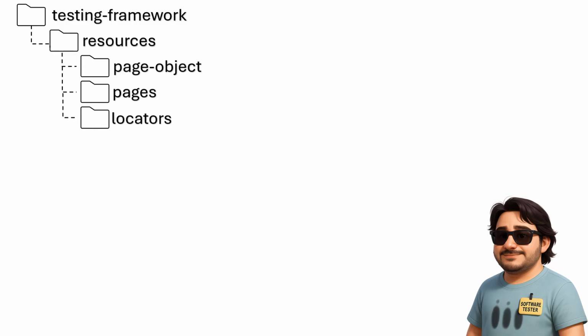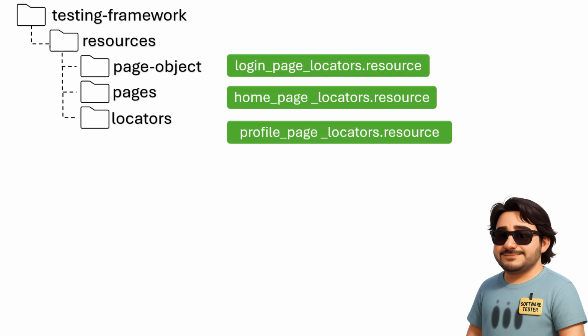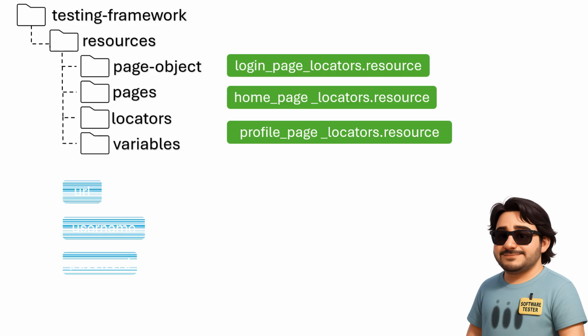Then we create the Locators folder. This is where we store all the selectors for each page, things like buttons, fields, links, and any element we interact with. By keeping locators in one place, it becomes much easier to update the framework when the UI changes. Next, we add the Variables folder. This is where we keep all the values our tests need, such as URLs, usernames, passwords, test data, and any shared values. Storing variables separately keeps our tests clean and easy to maintain.